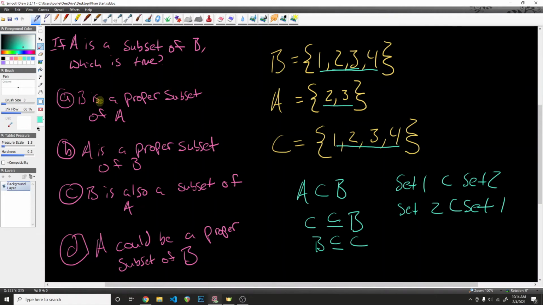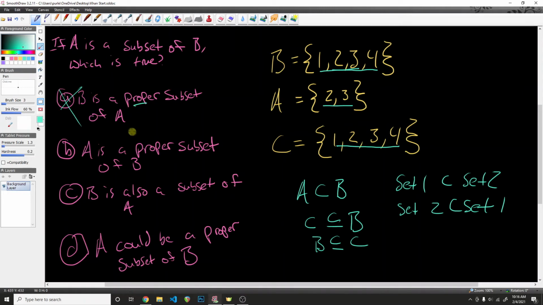But now looking at our options here to pick from, B is a proper subset of A. Well, think about it. B cannot be a proper subset of A because A is a subset of B. If B is a proper subset of A, then what that means is that there is some element that is in A that is not in B.